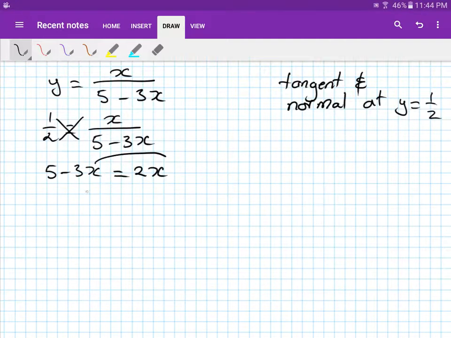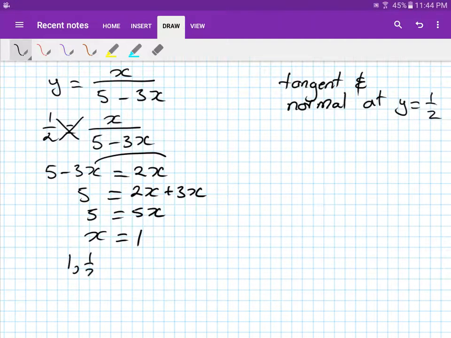I move the 3x to that side. 5 equals 2x plus 3x, which is 5x equals 5. So 5x equals 5, therefore divided by 5, x is 1. So now the point is 1 and a half. That's the point. Now what do I need to do? That's right, I need to find the gradient at the point 1 and a half.